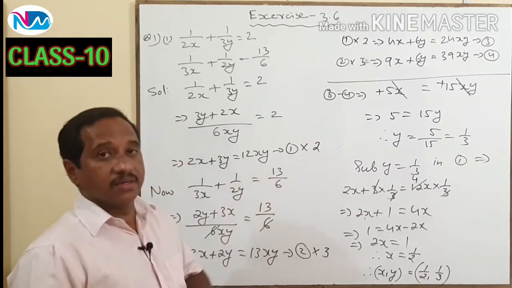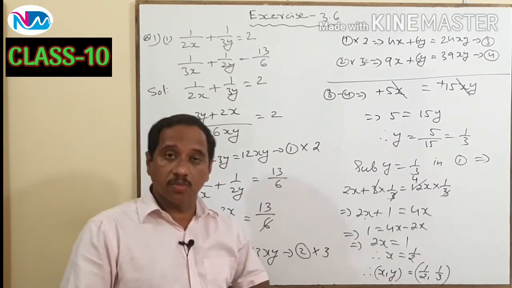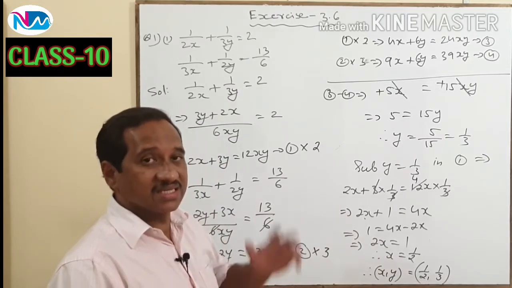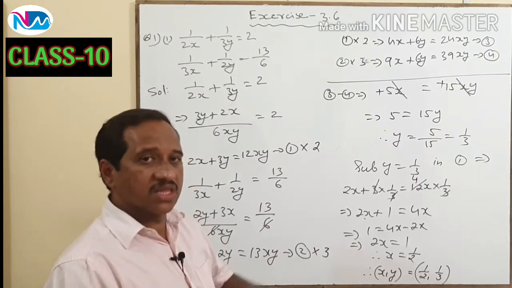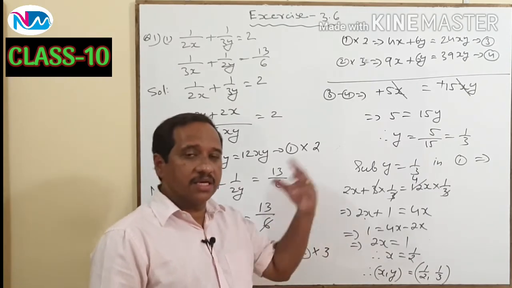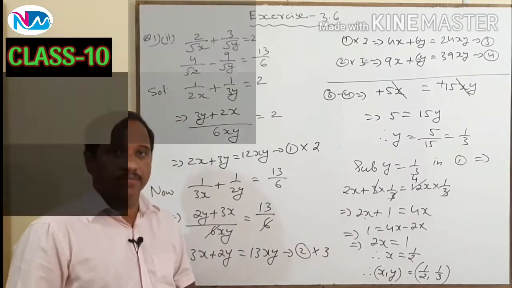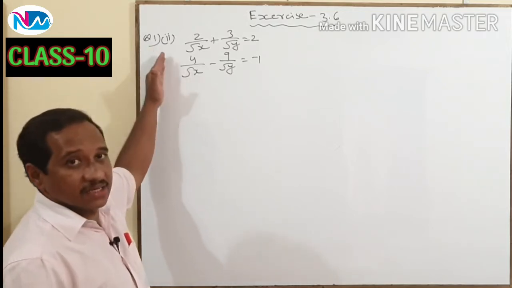So here actually these equations can be reduced into the standard form of linear equations in two variables, that is ax plus by plus c is equal to 0. But here, without converting it into the standard form, we got the values of x and y. The next question we are going to do is question number 2.